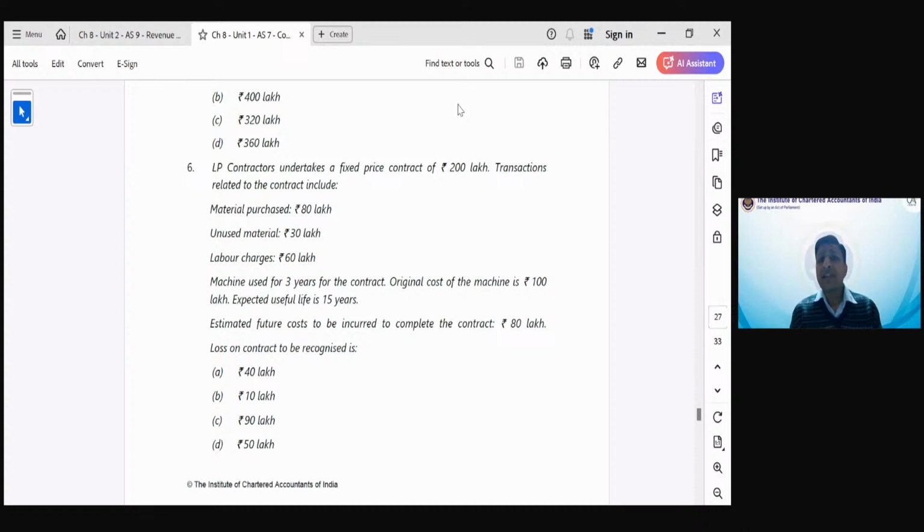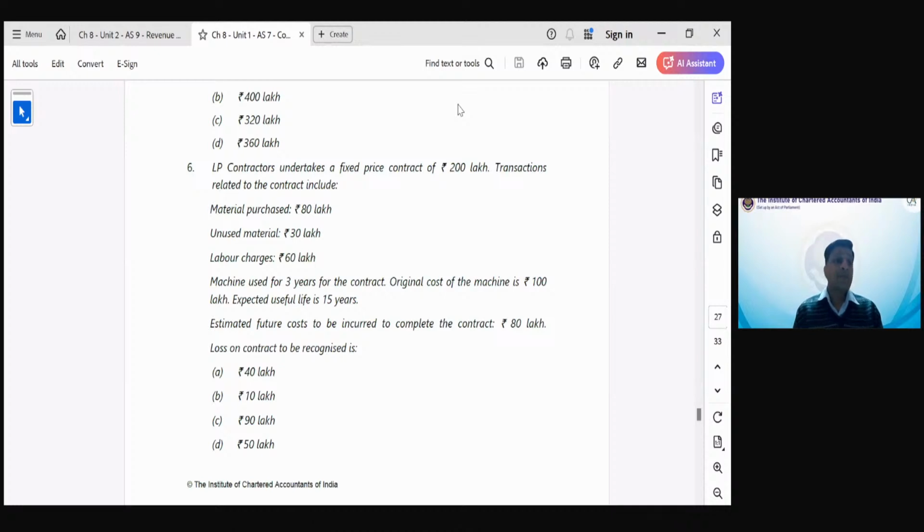20 plus you have labor charges 60. So that makes it 80. So you have 60 lakhs of the labor. Then you have 20 lakhs of the machine. Then you have further 80 to be incurred.